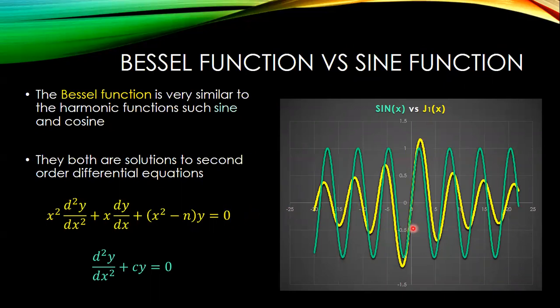You can see it does have this oscillation much like sine does. It doesn't have a constant period, though. You can see the maxima change in terms of their spacing, and their amplitude's a little bit different. But again, like sine, this is an odd function. The Bessel function that we're going to use here is also an odd function.